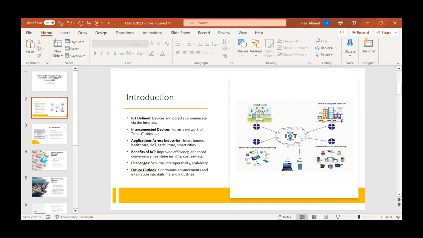That's what gives us the benefit of improved efficiency, enhanced convenience, real-time insight, and cost savings. We saw during COVID how interconnected devices helped us do things. Major challenges come when it comes to security and scalability. This is the major challenge we are facing in the world: sending data efficiently without giving the data away, in a secure way.